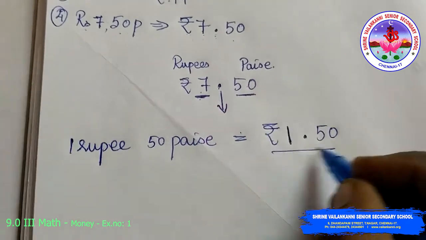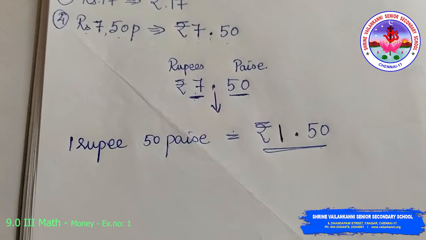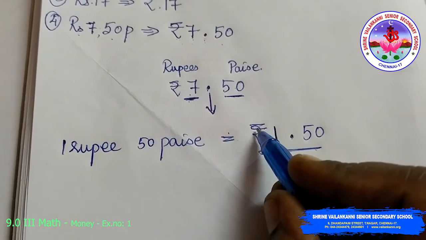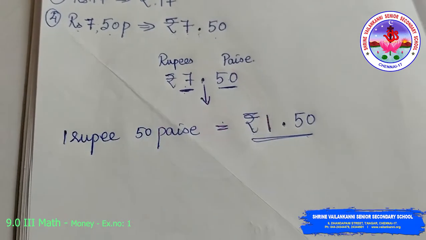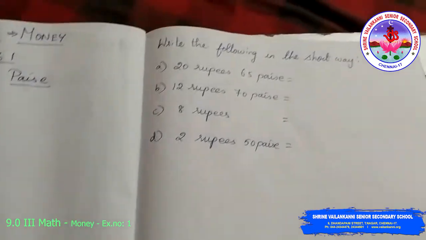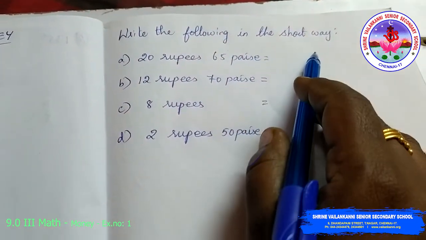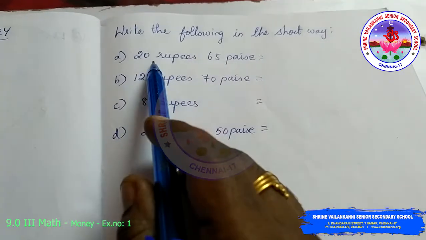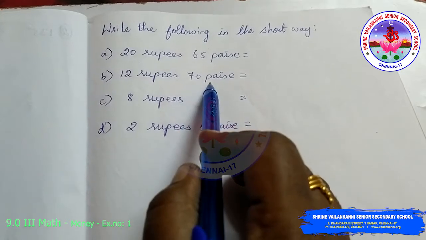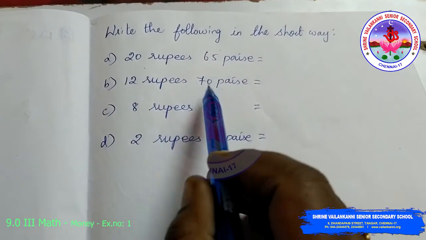So this is how you write the rupee and paise together using the dot symbol with the rupee symbol. Next we'll see: write the following in short form. In the same manner, they have given some rupees and paise, and together we are going to combine them and use the dot to mention the amount.